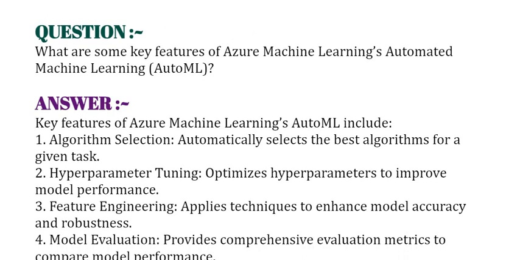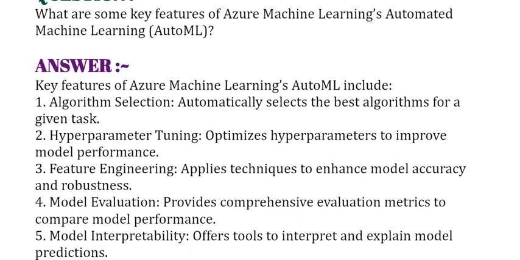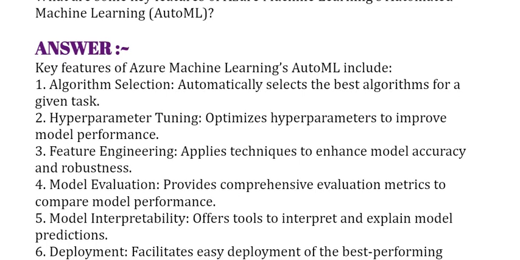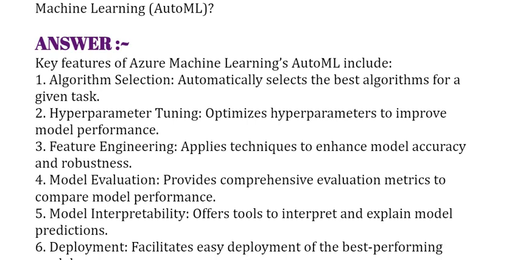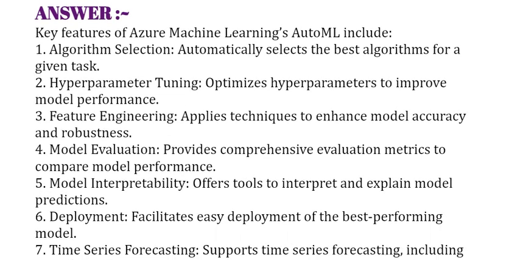Our next question is, what are some key features of Azure Machine Learning Automated Machine Learning, AutoML? Your answer should be, key features of Azure Machine Learning AutoML include algorithm selection. Automatically selects the best algorithm for the given task. Hyperparameter tuning. Optimizes hyperparameters to improve model performance. Feature engineering. Applies techniques to enhance model accuracy and robustness. Model evaluation. Provides comprehensive evaluation metrics to compare model performance.